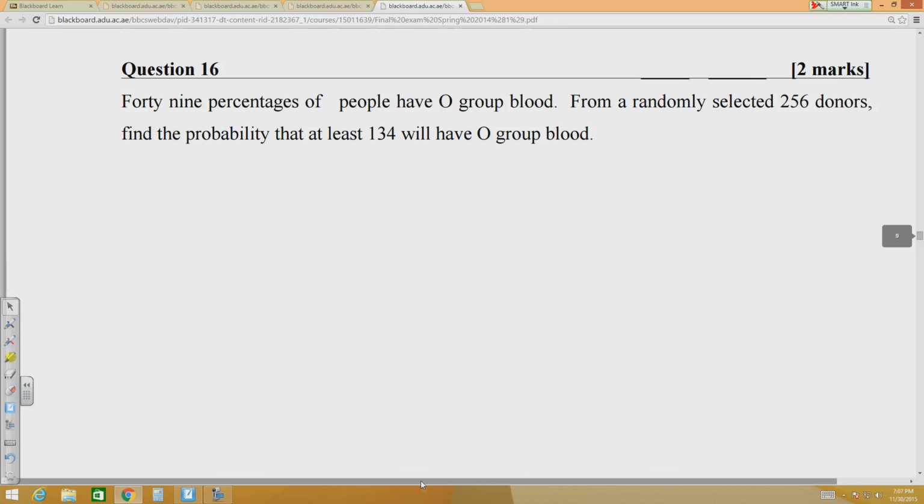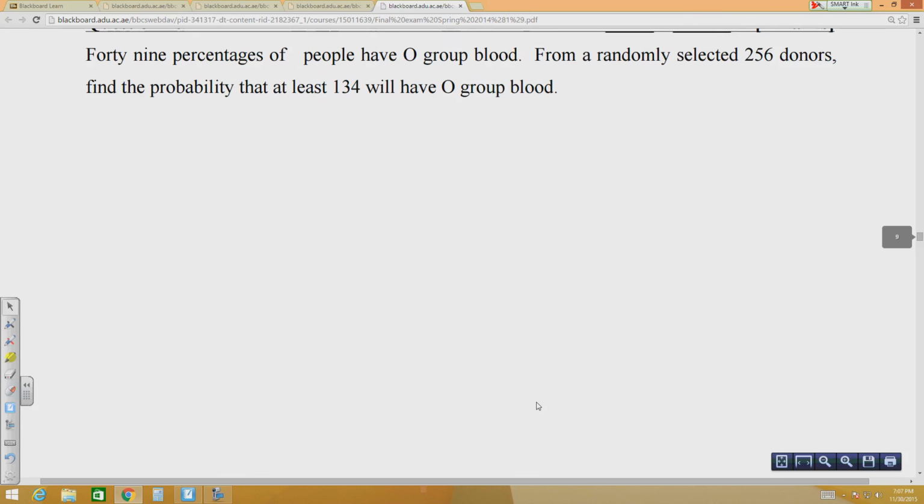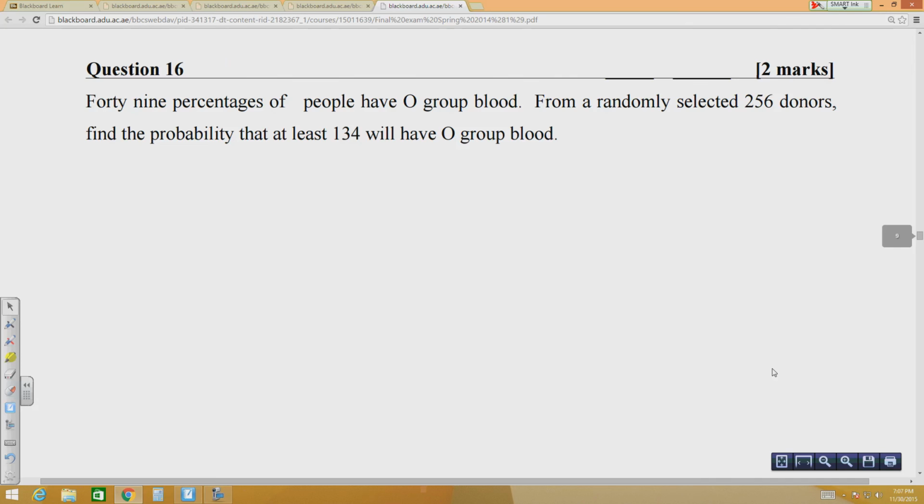Okay, now the second part where this chapter is used, or the last part, is the last question also coming in final exams. It is a binomial question. It is not a continuous variable. There is no continuous variable here. There is no mu or sigma. It's just a binomial question. Look carefully. I have a percentage: 49% of the people have O blood type. So that means the others don't have O.